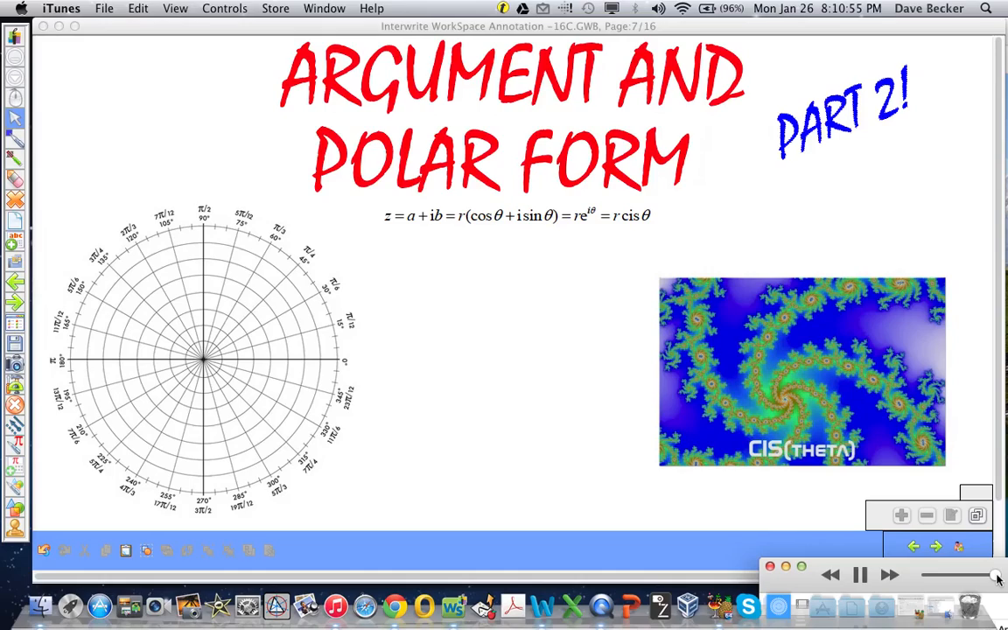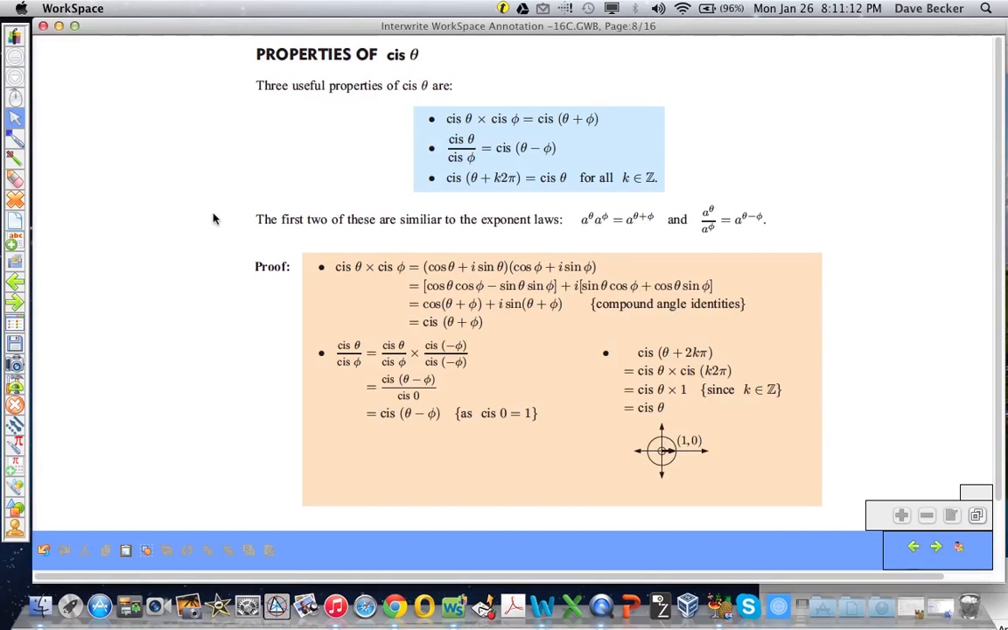We are back and better than ever, getting closer and closer to the find. Let's continue our journey with arguments and polar form with the complex numbers, Part 2. So we have some nifty properties of cis theta.